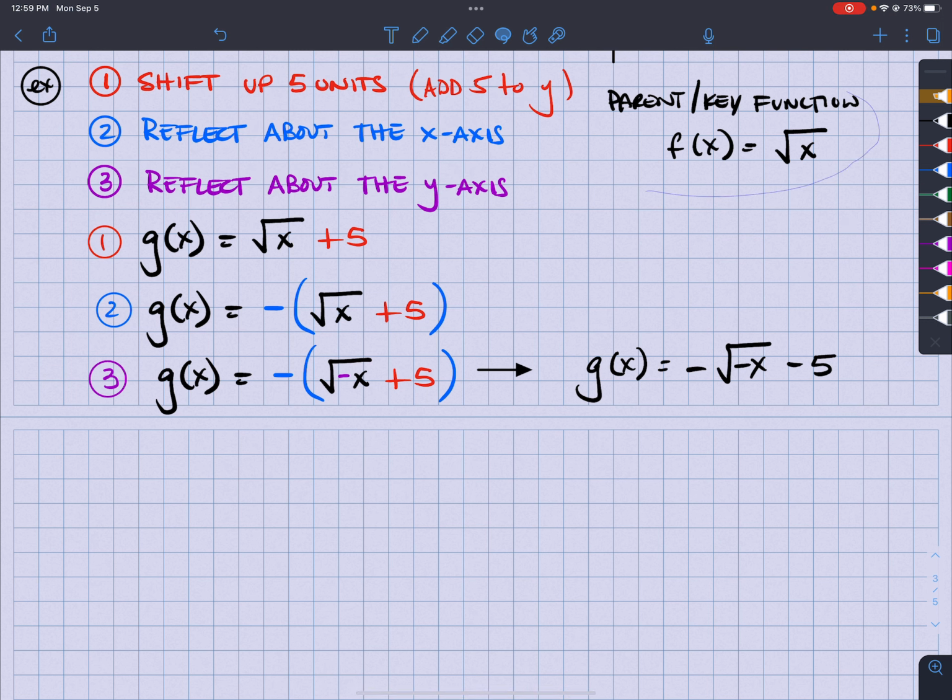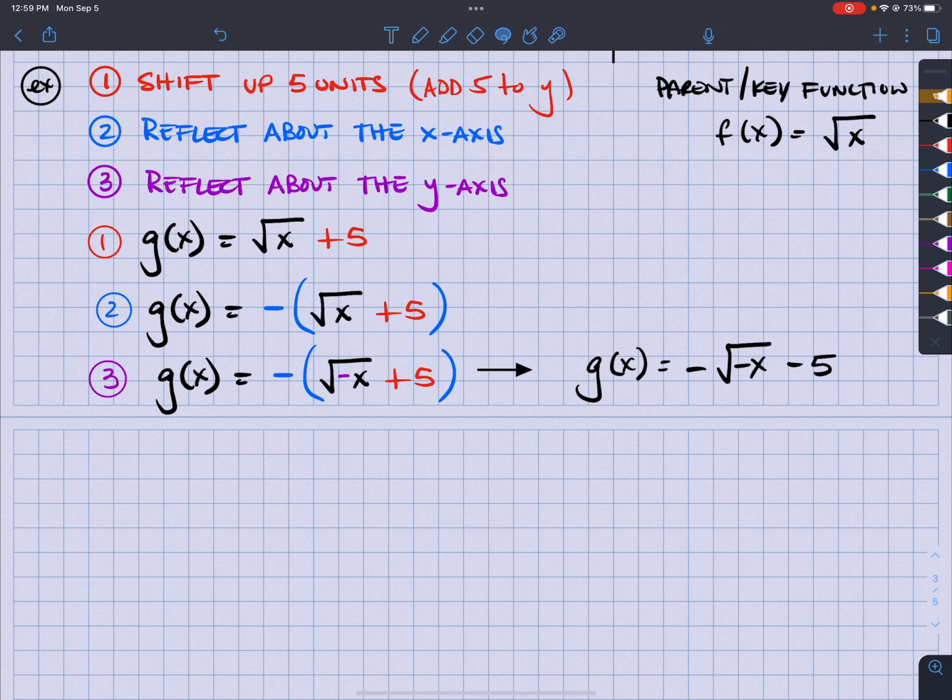I should probably, however, I did it for the first one, but I forgot to do it for the second and third. So reflecting about the x-axis means that I negate the y value.